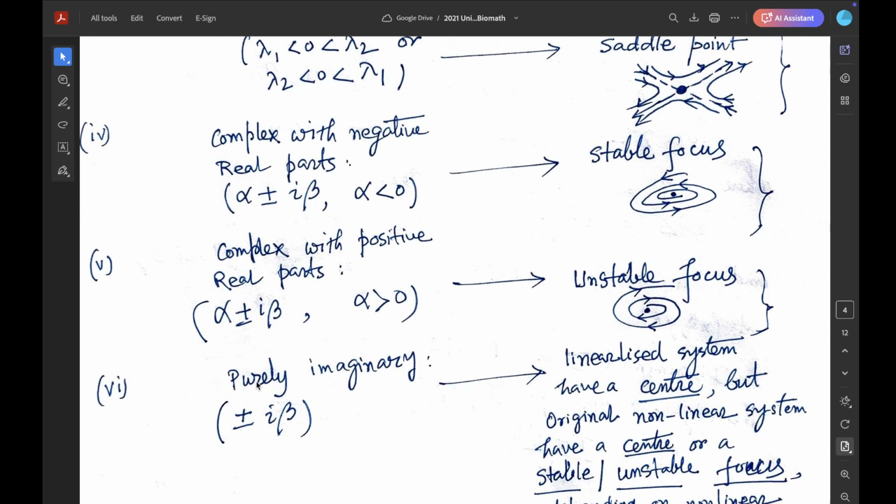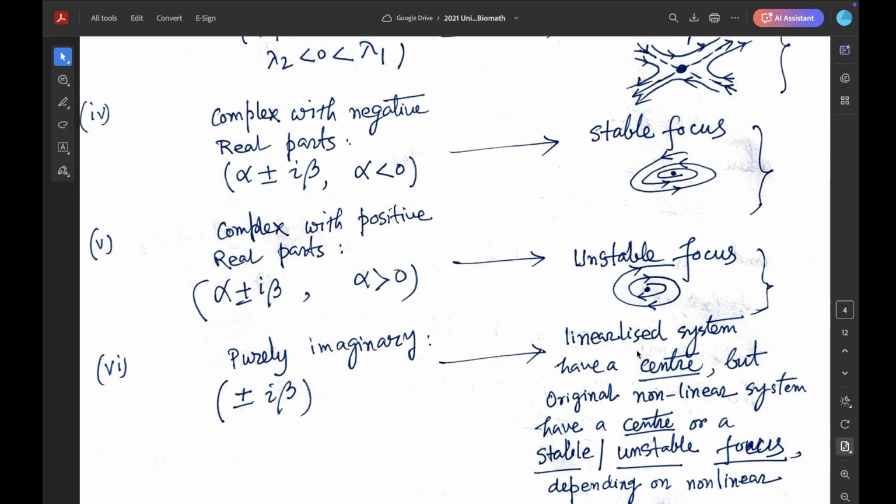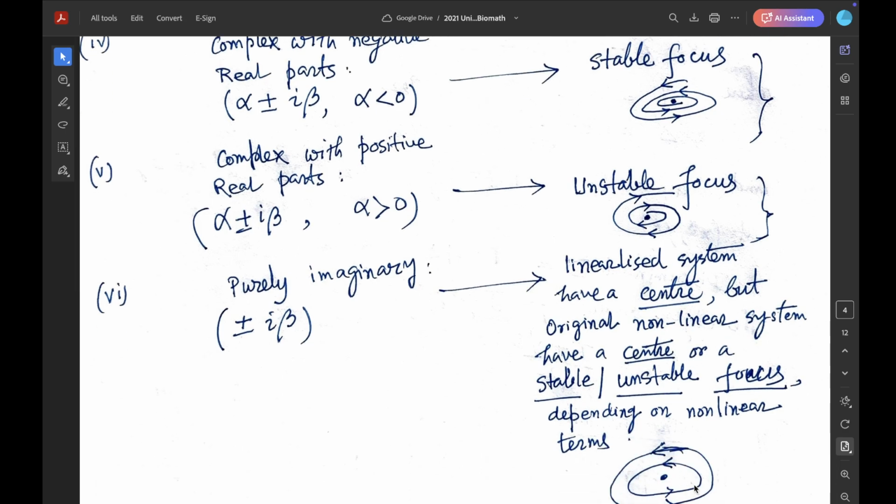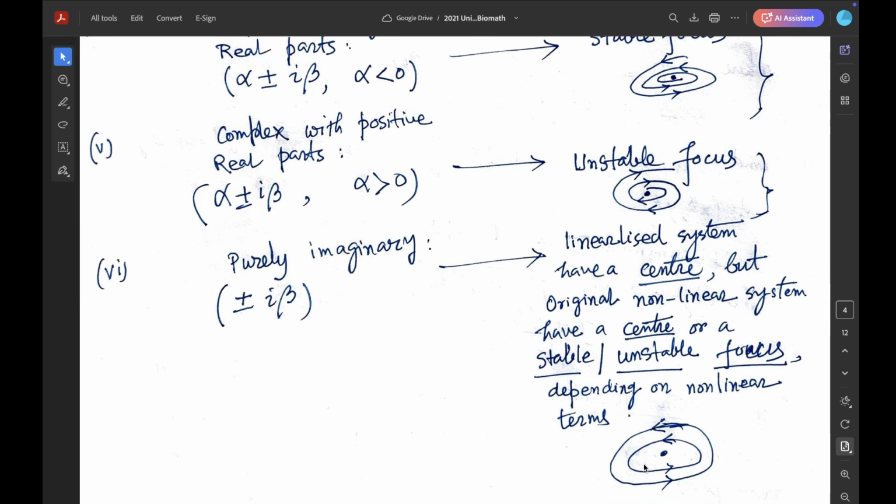And if these eigenvalues are purely imaginary, that is lambda 1, lambda 2 equal to plus minus i beta, and beta is real, this linearized system has a center, but the original nonlinear system has a center or stable or unstable focus depending on the nonlinear terms. And these are the natures of these equilibrium points.